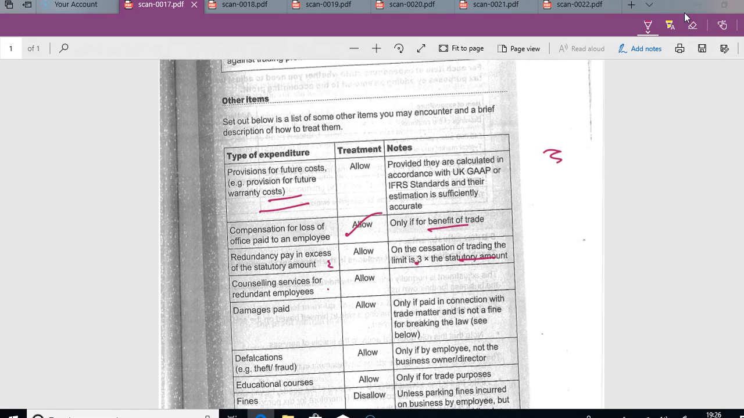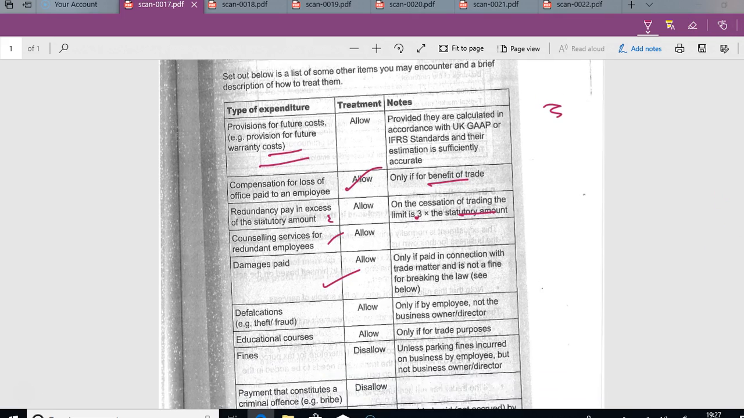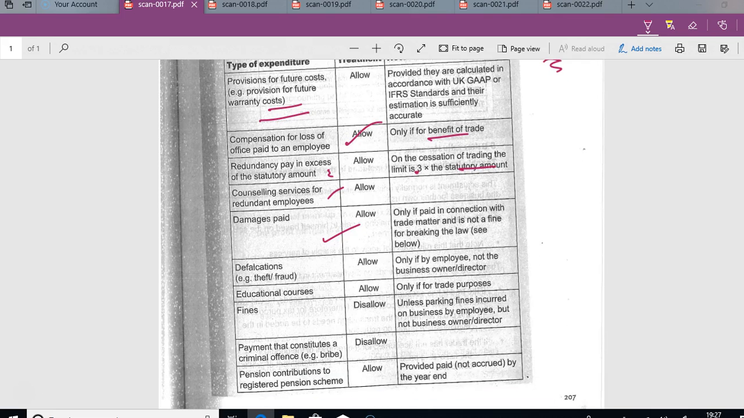Counselling services, damages. A classic one that comes up a lot is fines, and they say something like the director or the main owner of the business has parked and incurred some parking fines. Those are not allowed. Only parking fines by the employee. That's typical. Educational courses, of course, if for trading purposes.